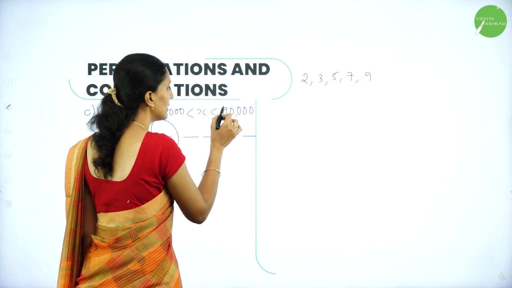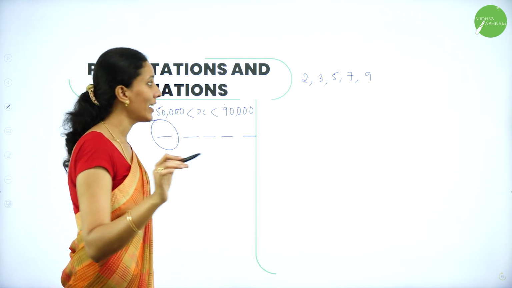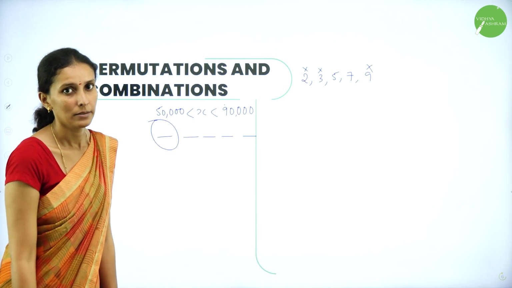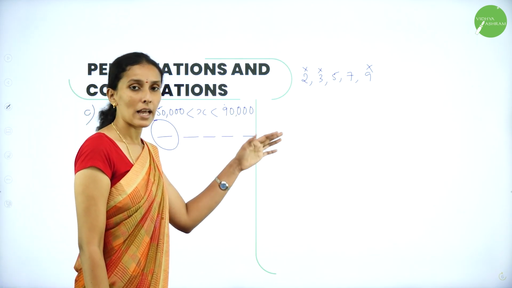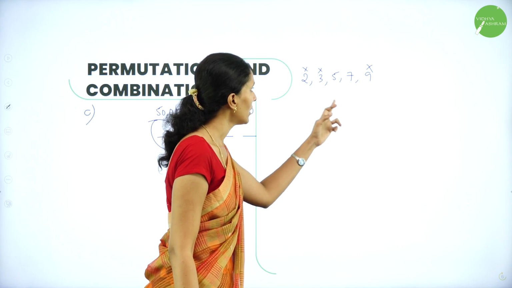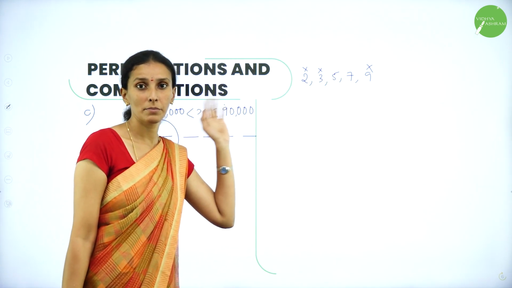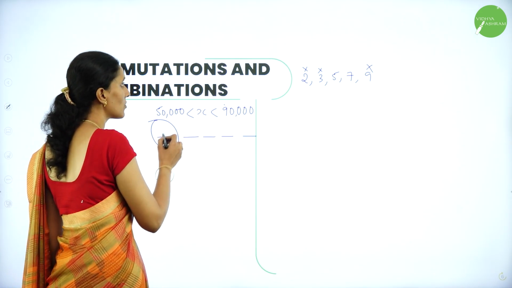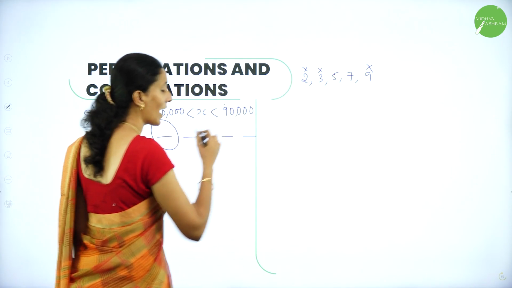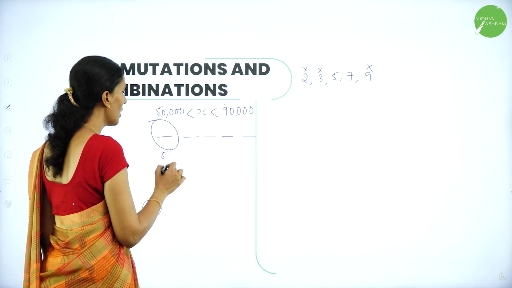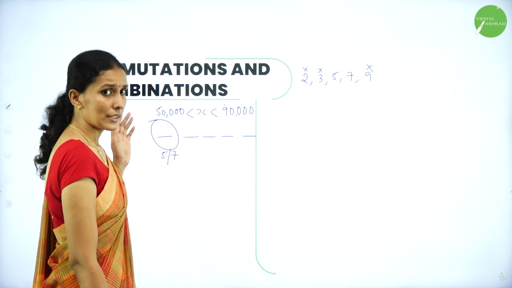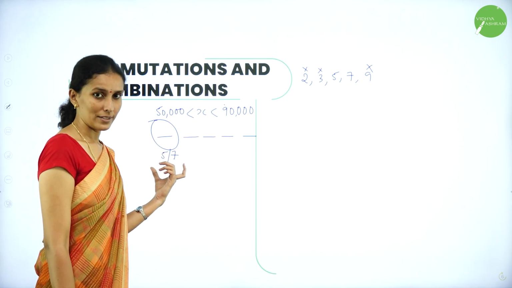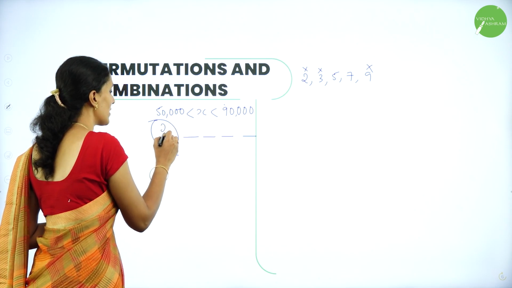One more thing: less than 90,000 means I cannot put even 9 here. Using these digits only, the maximum number you can get is 7532, which is less than 90,000. So here we have a restriction to only 2 choices. Because the number must be greater than 50,000 and less than 90,000, it can take only 2 values, 5 and 7. So I have 2 choices here.